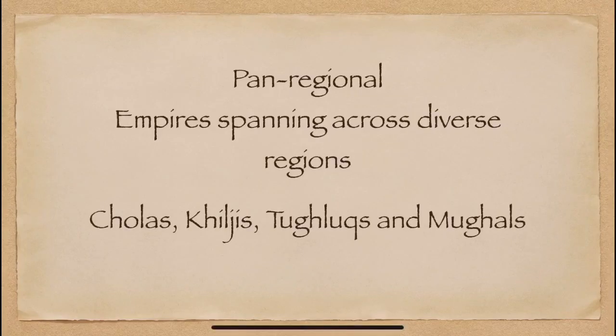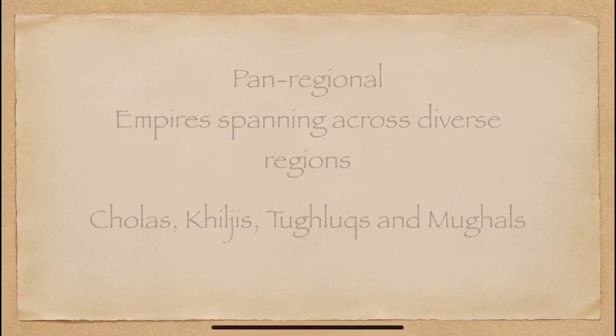Cholas, Khiljis, Tughlaqs, and Mughals were pan regional empires in the medieval times. Now, students, coming to the second last topic, we will study about religions. Over the 1000 years, from 700 to 1750 CE, there were some major developments in religious traditions. So, let's study how religions changed throughout these 1000 years.